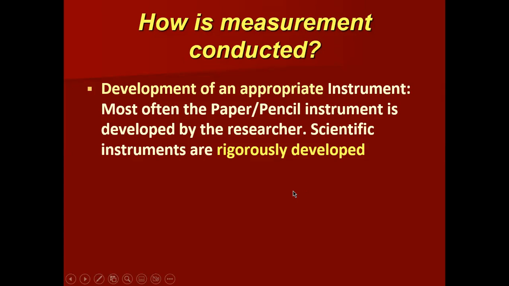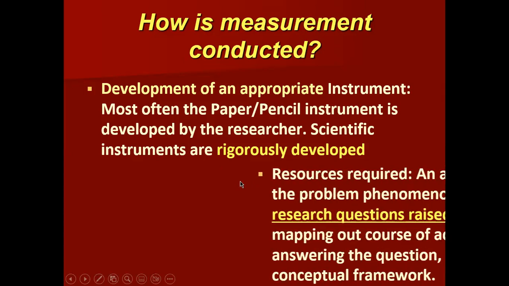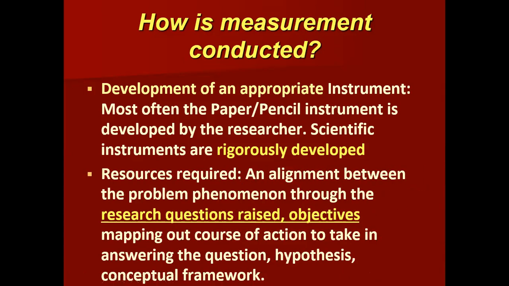And so these are the two burdens of the researcher in health sciences and social science in terms of validity and reliability of the instrument they are developing. There are resources required to do this activity, to assure validity and reliability. An alignment between the problem phenomenon through the research questions raised, objectives, mapping out the course of action to take in answering the research question, the hypothesis, and the conceptual framework.